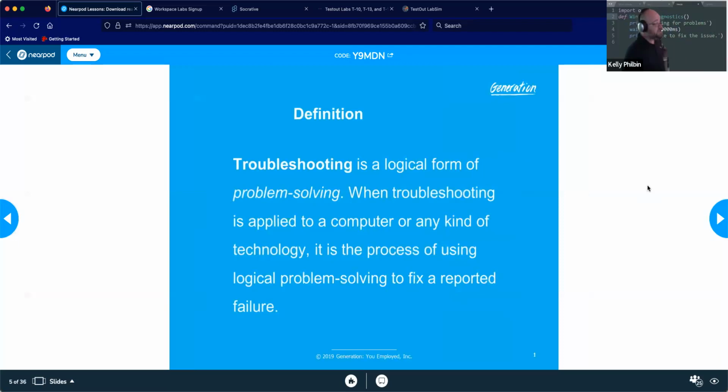All right, definition. What is troubleshooting? In essence, it is a logical form of problem solving. When troubleshooting is applied to a computer or any kind of technology, it is the process of using logical problem solving to fix a reported failure.